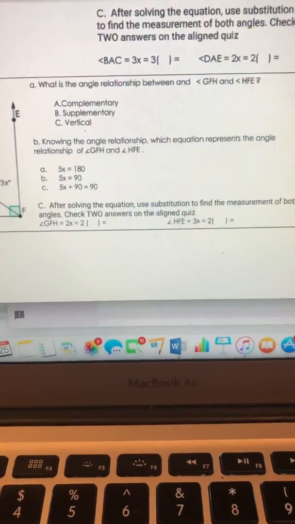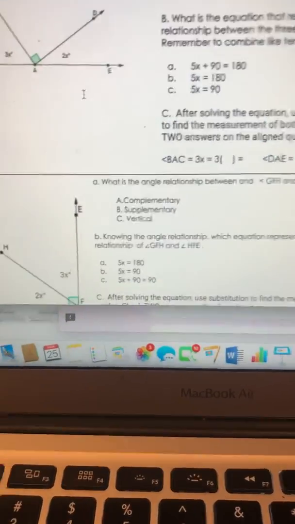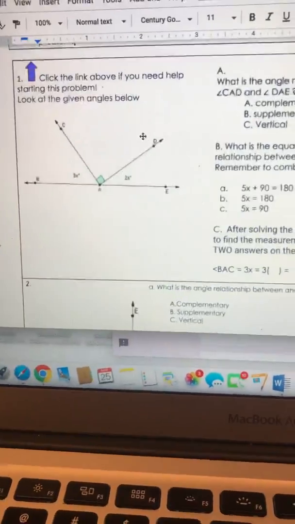Now for question number 2, I'm going to have you try this one out on your own. It's very similar, but if you need extra help, just call me or let me know.